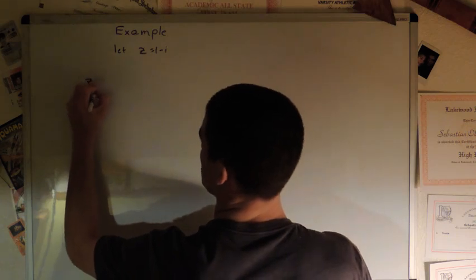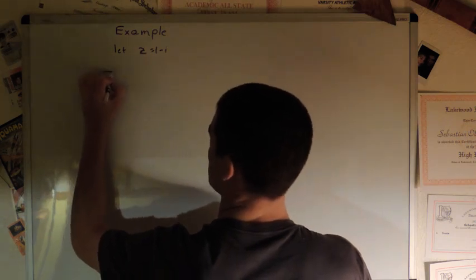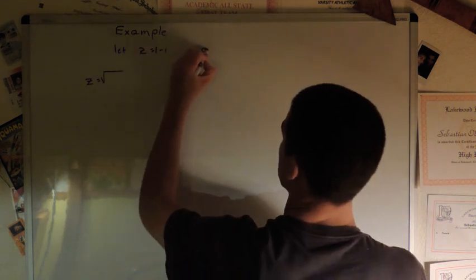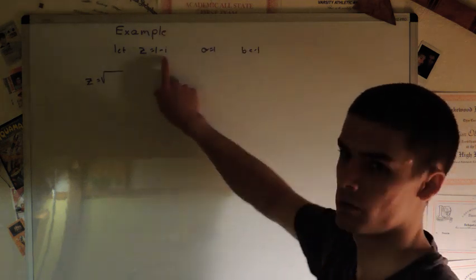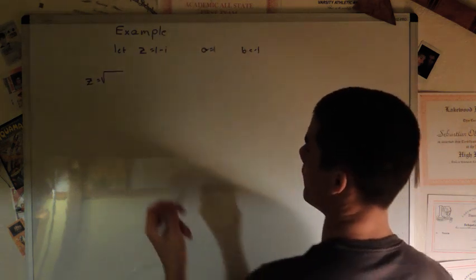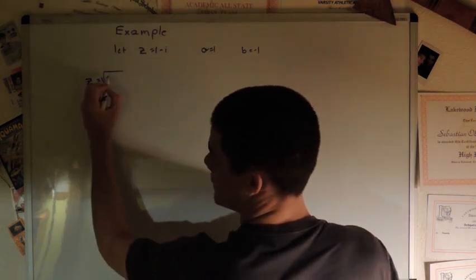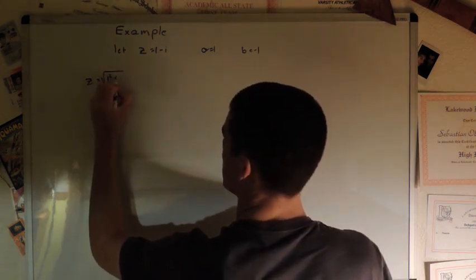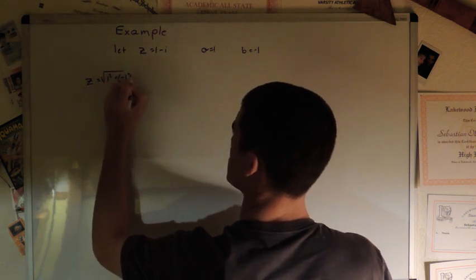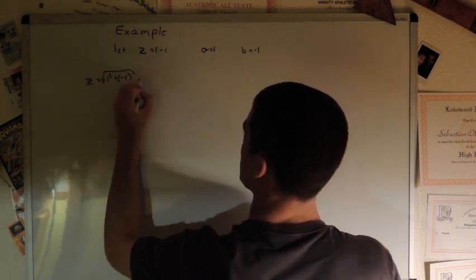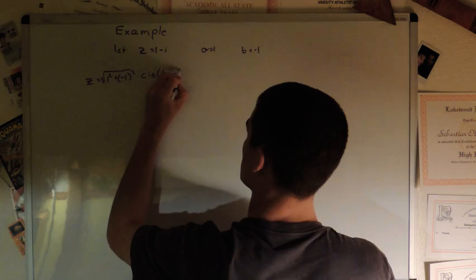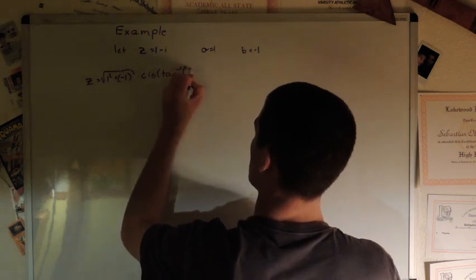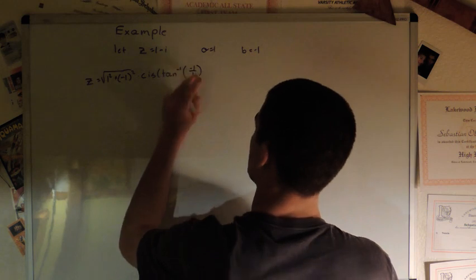Just how we did previously, z is going to equal the square root. A is going to equal 1, b equal to negative 1, the real and the imaginary. Square root of a squared plus b squared, so 1 squared plus negative 1 squared, times cis of the arctangent of negative 1 over 1. This is just negative 1.